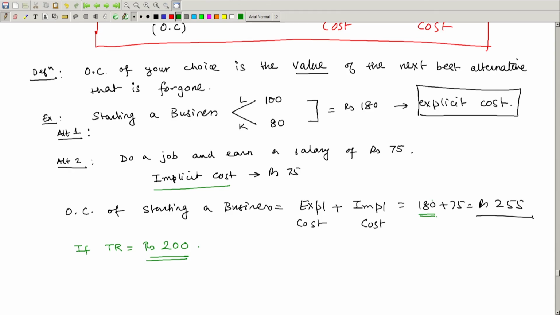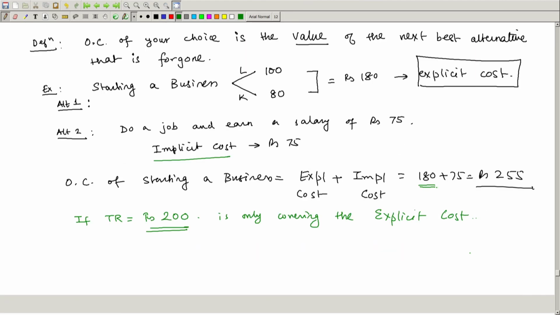All that you are doing is you have simply taken your explicit cost and your total revenue is only covering the explicit cost. But when you include the opportunity cost, your total revenue is actually less than the opportunity cost of starting the business, which is 255. This will lead to two related concepts. One is known as an accounting profit and economic profit. But at this point, I will not mention that. We will talk about it when we talk about perfect competition, right? So that's coming up in the later lectures.